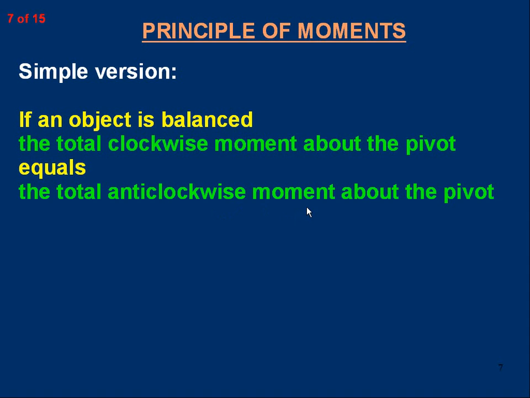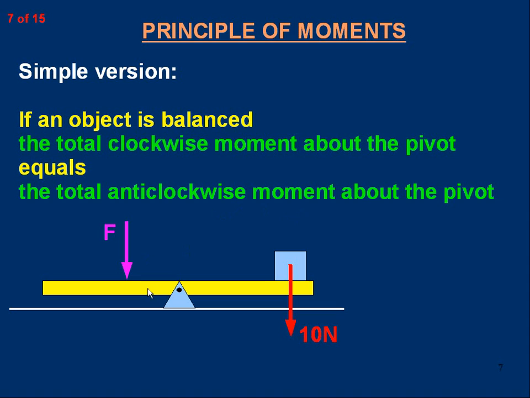Let's do an example. There's an object, plank. Let's suppose it's balanced at its centre of gravity. The pivot is at the centre of gravity. What that means is the weight of the plank itself acts through the pivot and has no moment. So the weight of the plank doesn't alter the balance. So the only two forces we need to worry about are the one on the left, marked F, and the weight of the object on the right hand side, 10 newtons.